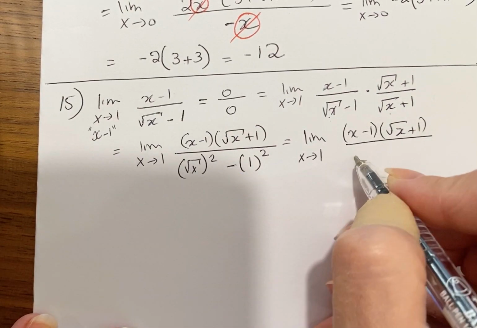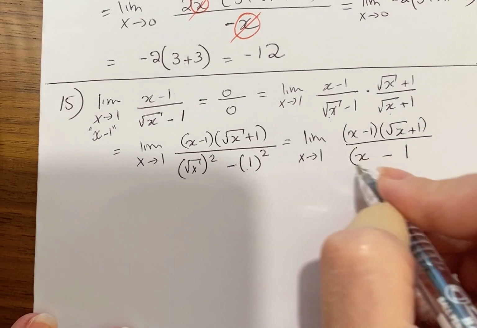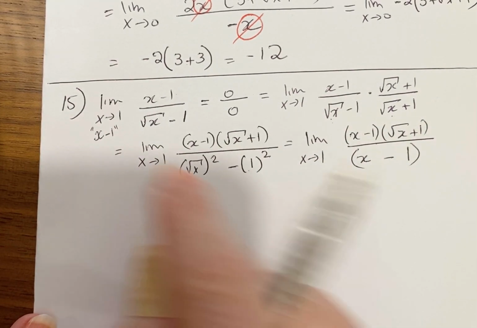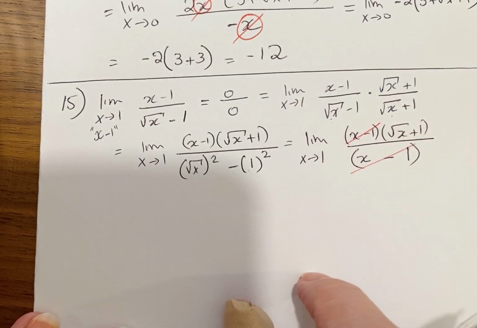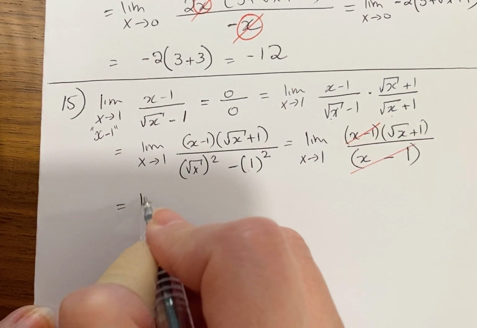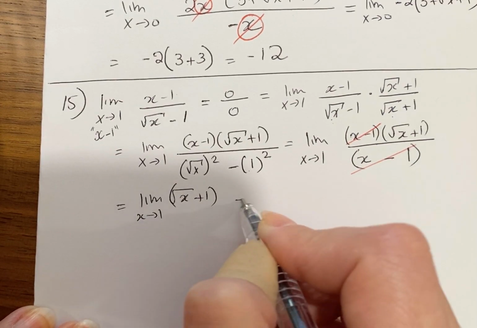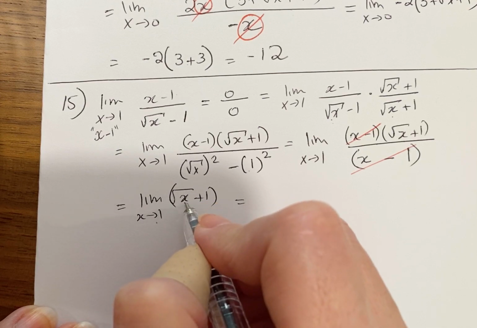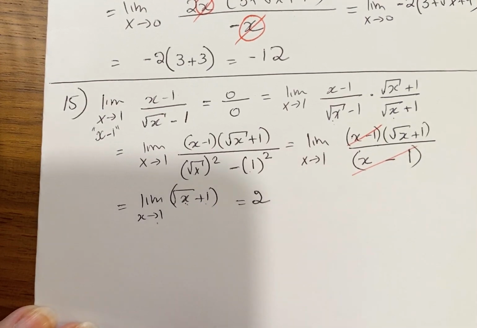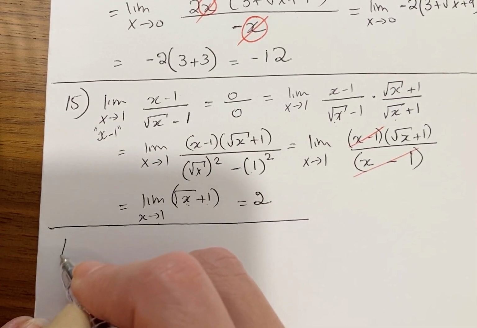Over root x squared is x minus 1 squared, which is 1. You see the x minus 1 and the x minus 1, which we were looking for. This cancels with this. What do you have left? Root x plus 1. What's the limit of root x plus 1 as x approaches 1? Root 1 is 1, 1 plus 1 is 2, and this is the limit we've been looking for.